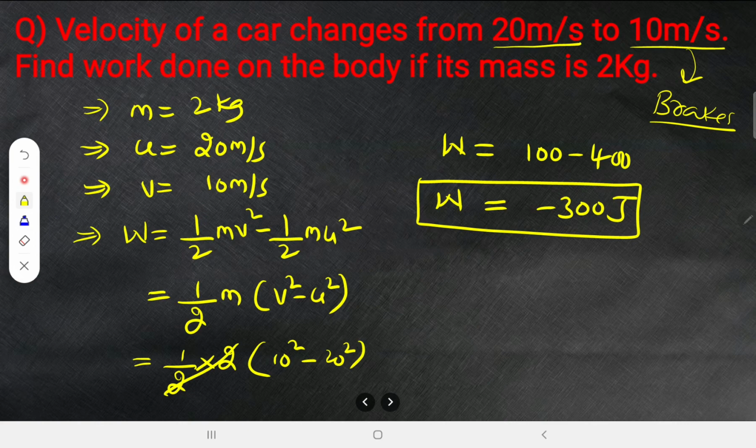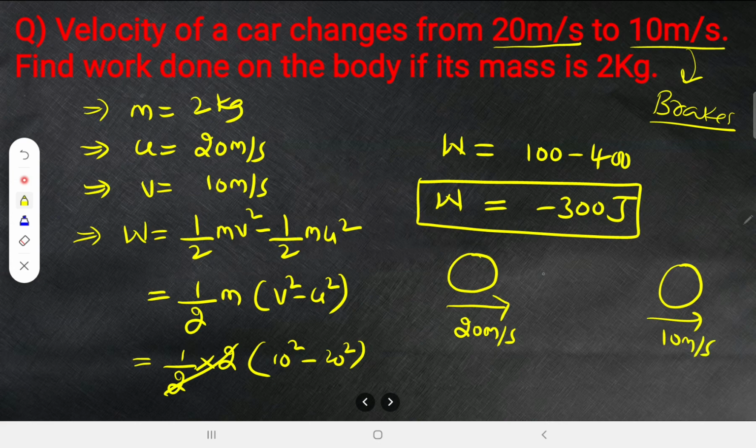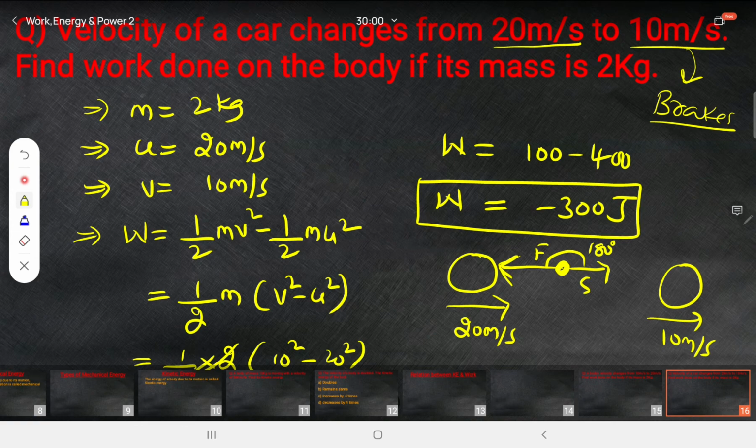In the first video we have already talked about negative work. What is the meaning of negative work? Look at this. This body was moving with what velocity? 20 meter per second. Afterwards the body's velocity has become 10 meter per second, which means the force would have been in the opposite direction. If the force would have been in the opposite direction, only then the velocity has decreased. Now the force is here and the displacement of the body is in this direction. What is the angle here? 180 degree. Both are in opposite direction. That's why this work is negative.